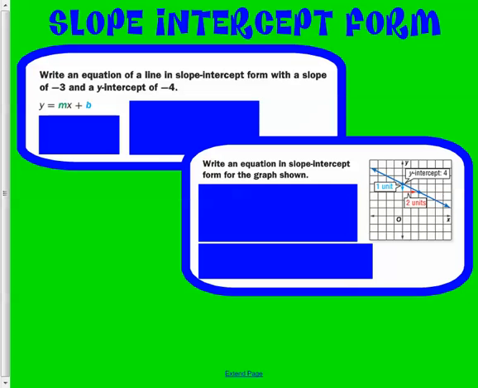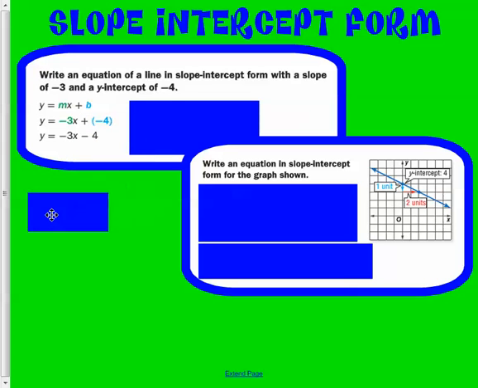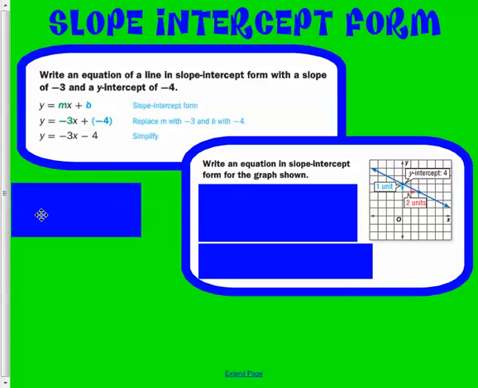So what if they ask us to write an equation of a line in slope-intercept form and they give us those things? Well, if they tell us that the slope is -3, then we know that it's going to be a -3 times x. And if our y-intercept is a -4, then we know we're adding a -4, which is really just like subtracting 4. Okay, so if we look at this one, this is now in slope-intercept form. The first step is to write slope-intercept form, which is y equals mx plus b, and then plug in what you know, and then simplify.